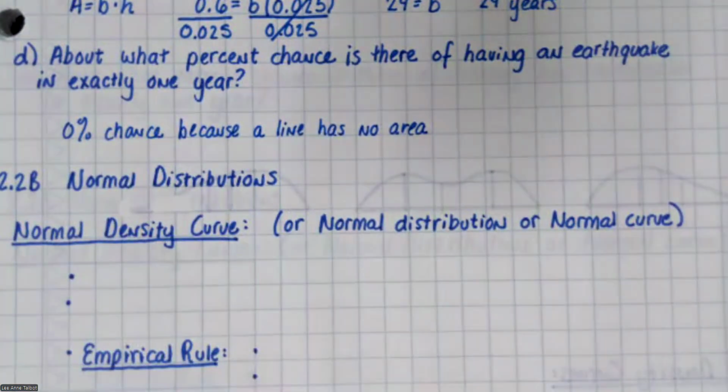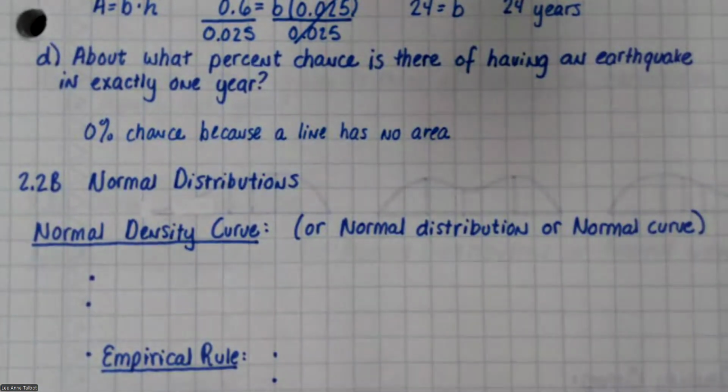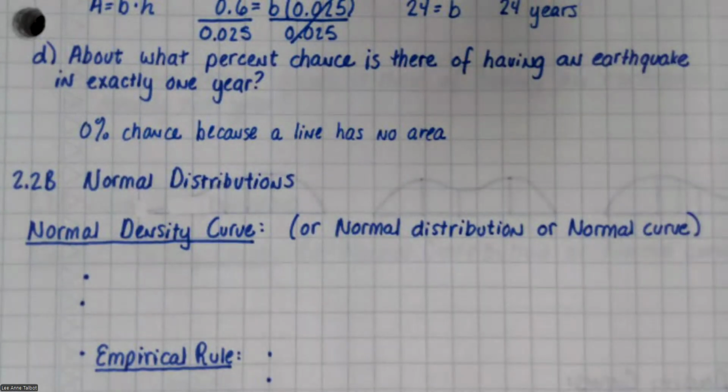Okay, and there's so many of you thinking, but Mrs. Talbot, it could happen. Okay, and let me tell you that this is going to happen all year. We're going to deal in theoretical probability. This is theoretically, mathematically, the probability is 0.